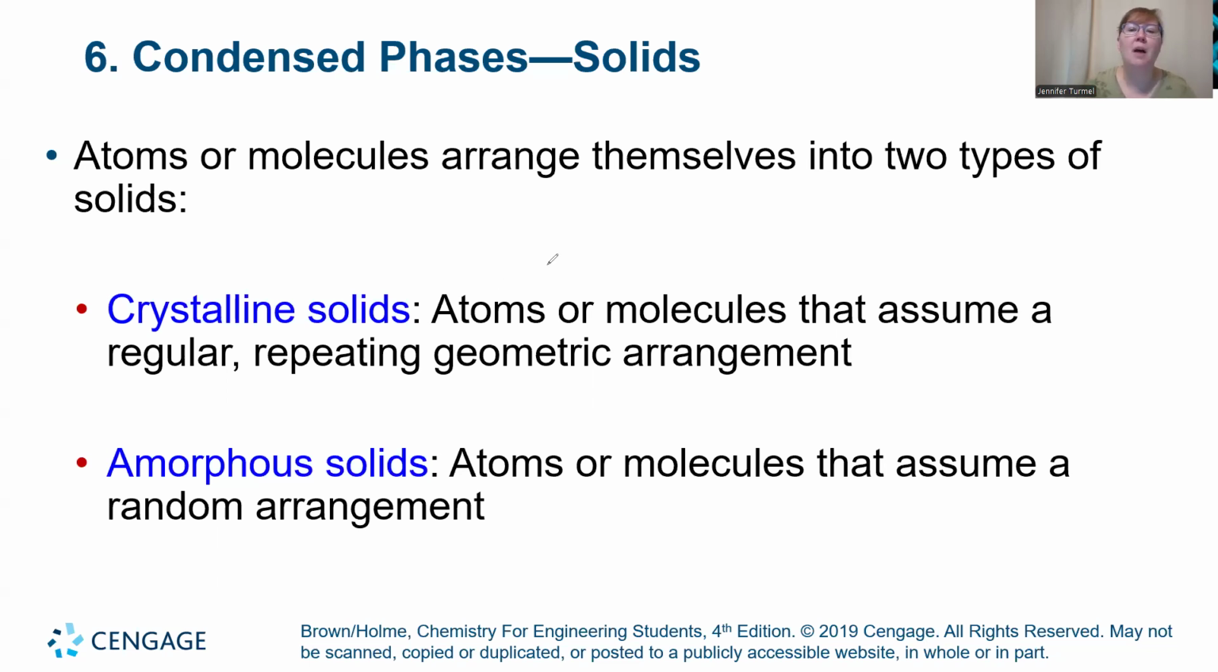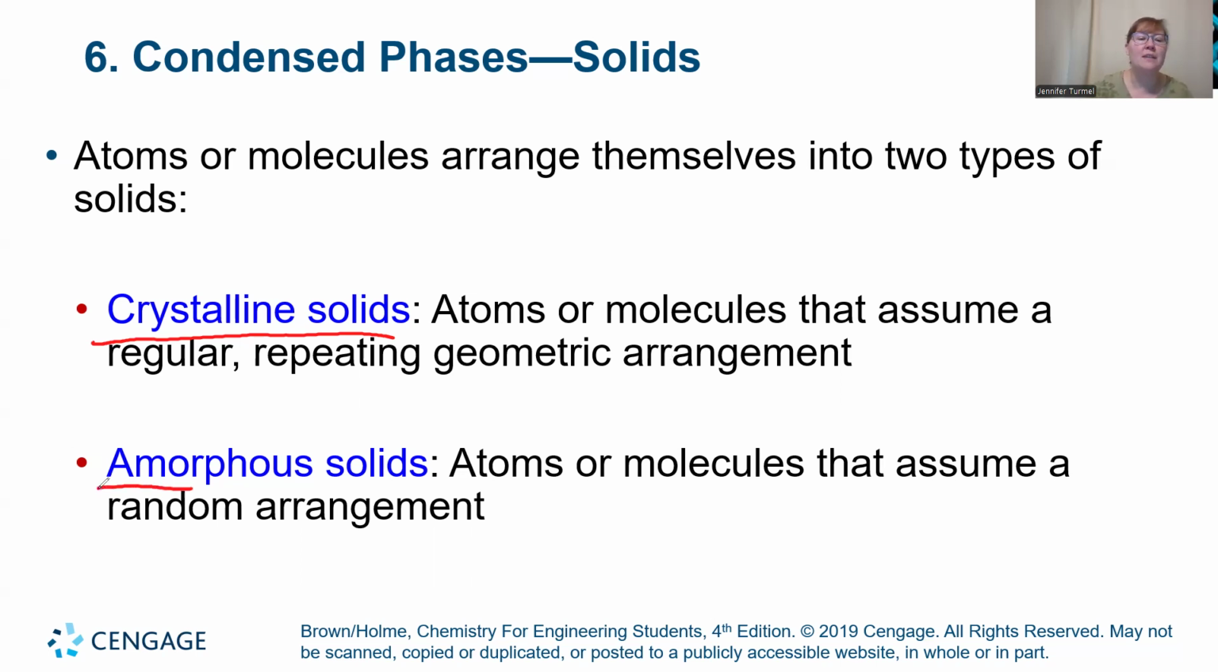Okay, in these, atoms and molecules arrange themselves into 2 different types in a condensed phase solid. One is a crystalline solid, and a crystalline solid is going to have atoms or molecules that assume a regular repeating geometric arrangement. Okay, and it's regular, it's repeating, it forms a crystal structure where each part of the crystal basically looks the same as all the other parts of the crystal.